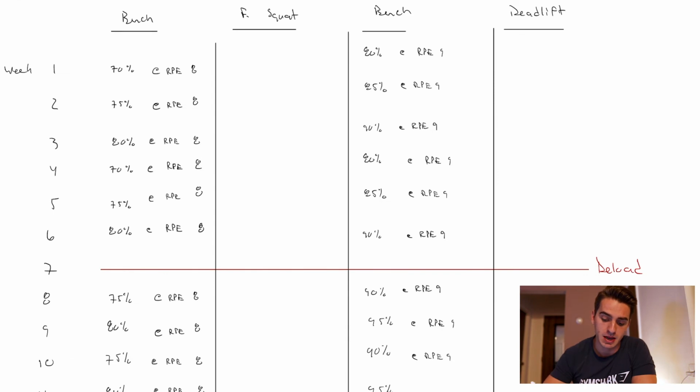So what you can see is I have on Monday all RPE 8, and then on Thursday I've got all RPE 9. So, you know, not quite trained to failure, but close enough. And then what I have here is like 2 sort of mini linear progressions. So you can see for weeks 1 to 3, I'm going from 70 to 75 to 80% of my 1 rep max.